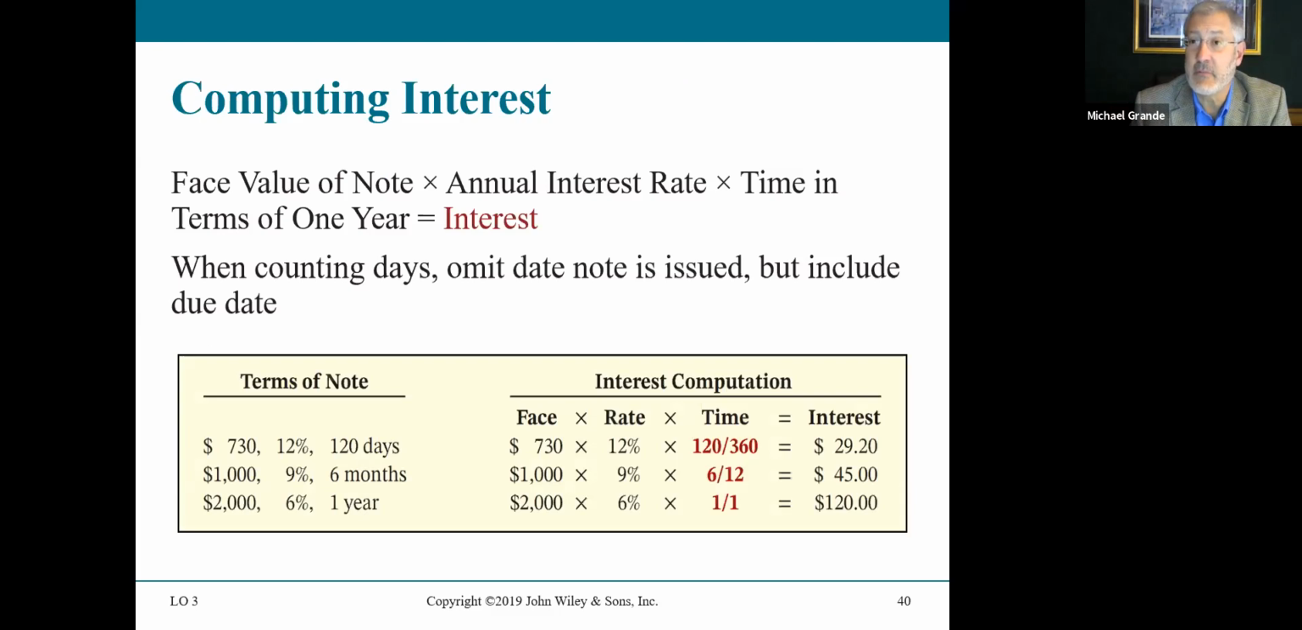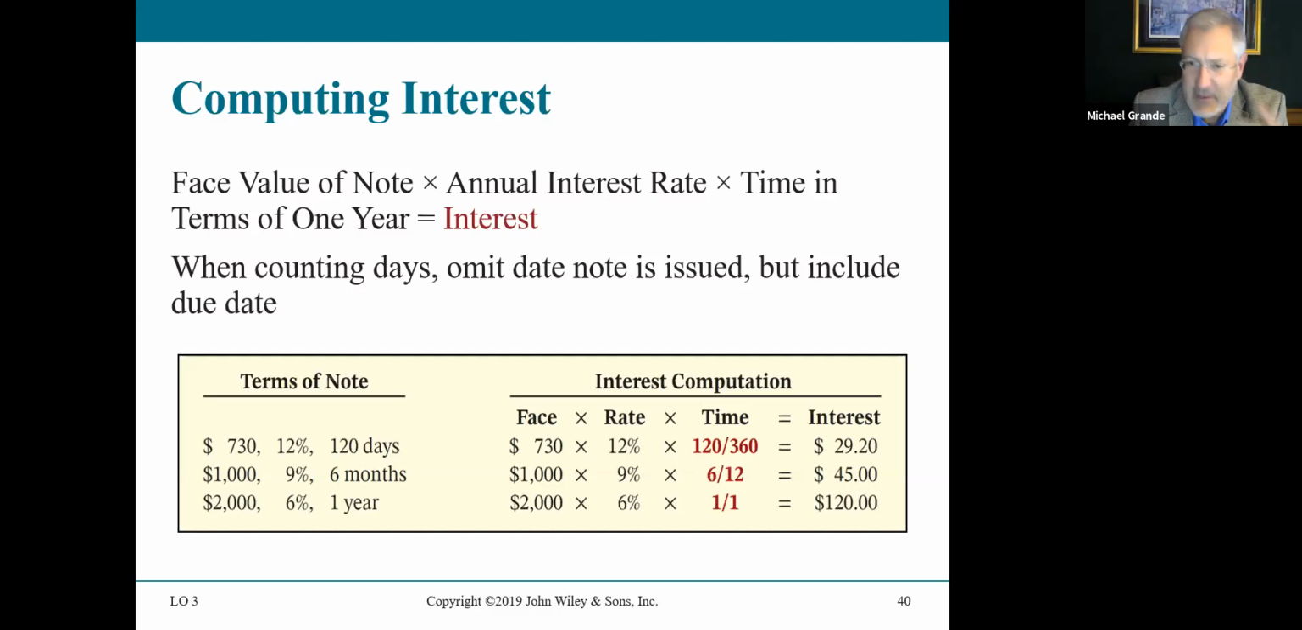Calculating interest is an important aspect in this chapter. Principal times interest times time. P, principal, or the face amount of the note. The interest rate, the annual interest rate. Remember, the interest rate is always assumed to be an annual interest rate unless otherwise stated. The amount of time. When counting days, omit the date the note is issued, but include the due date.